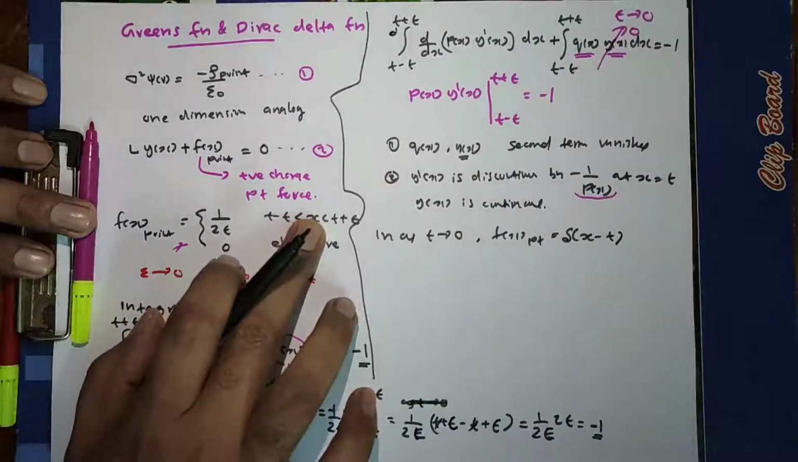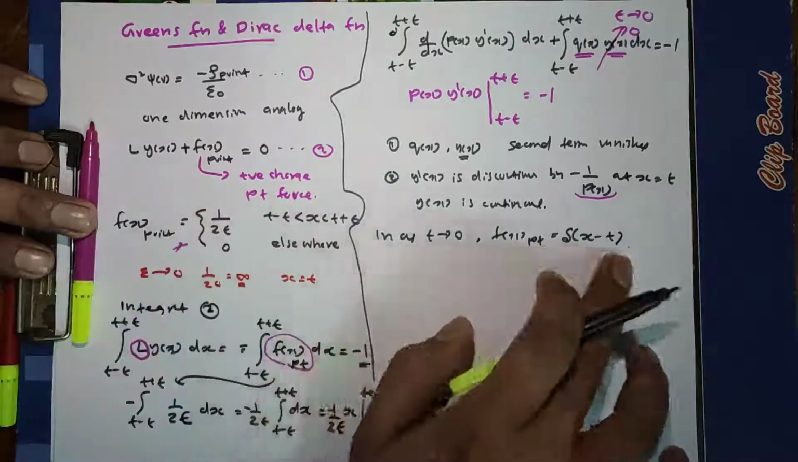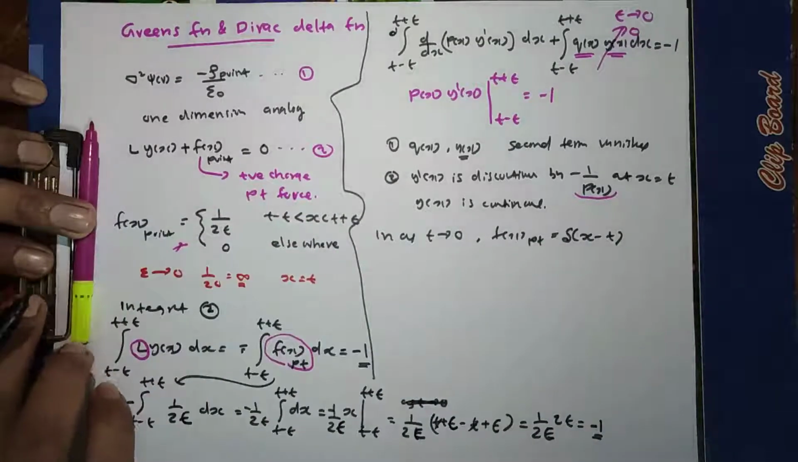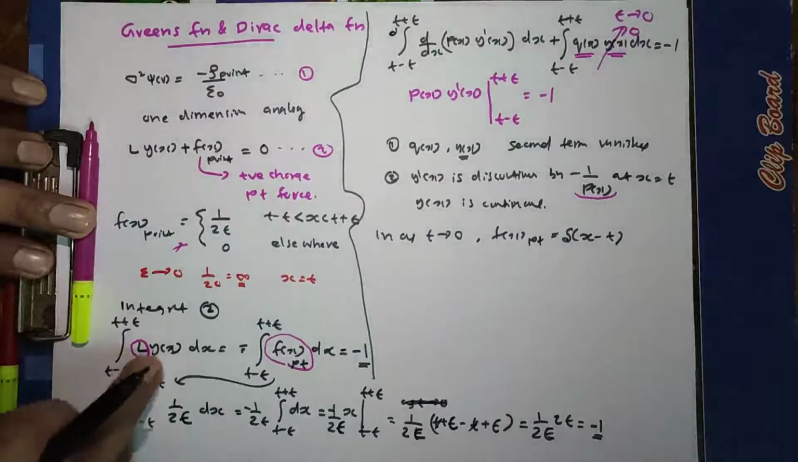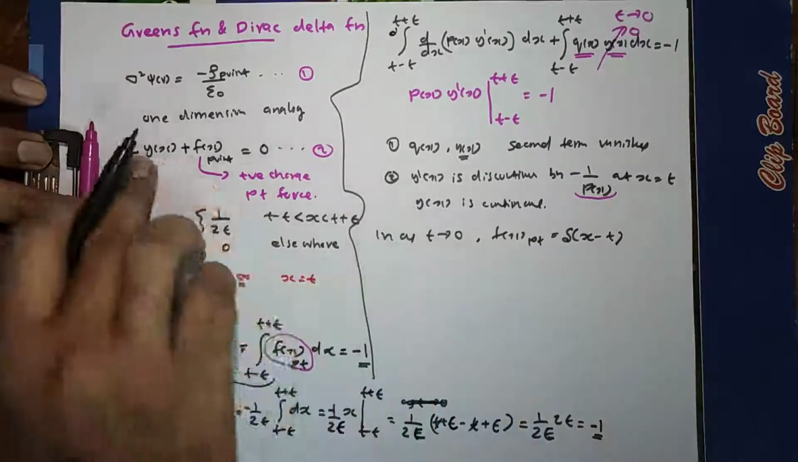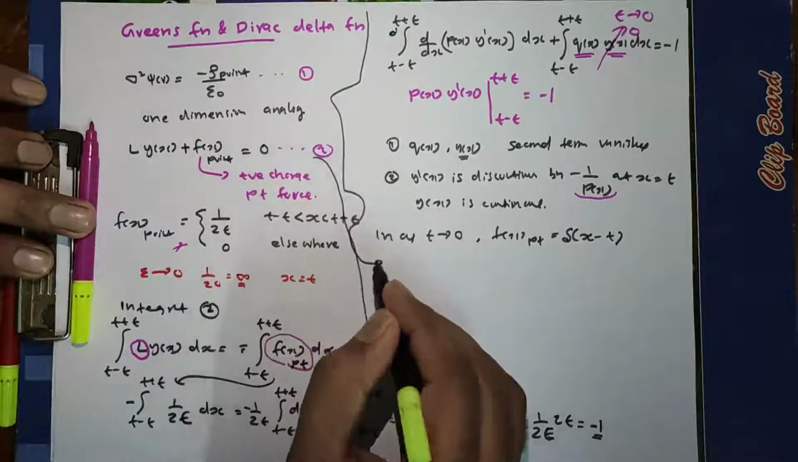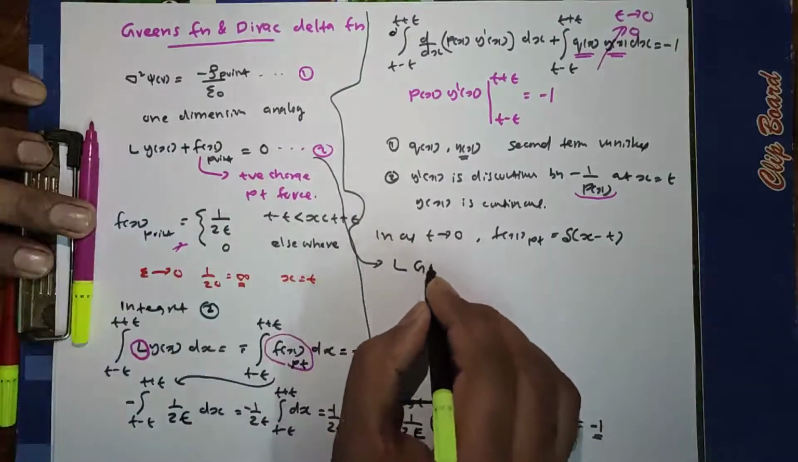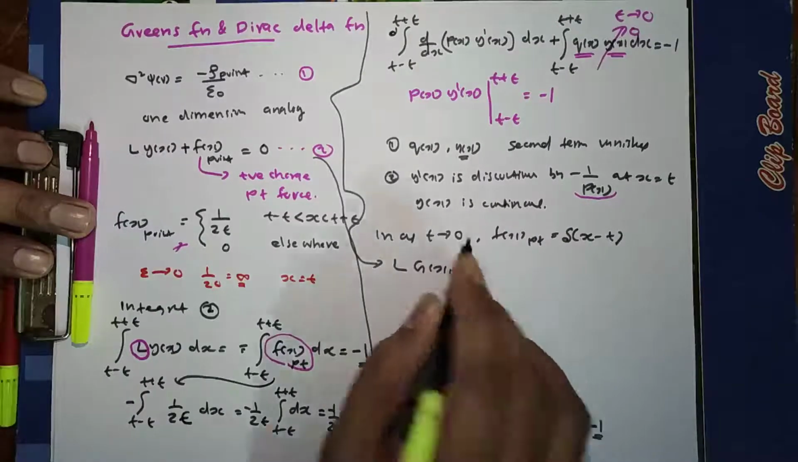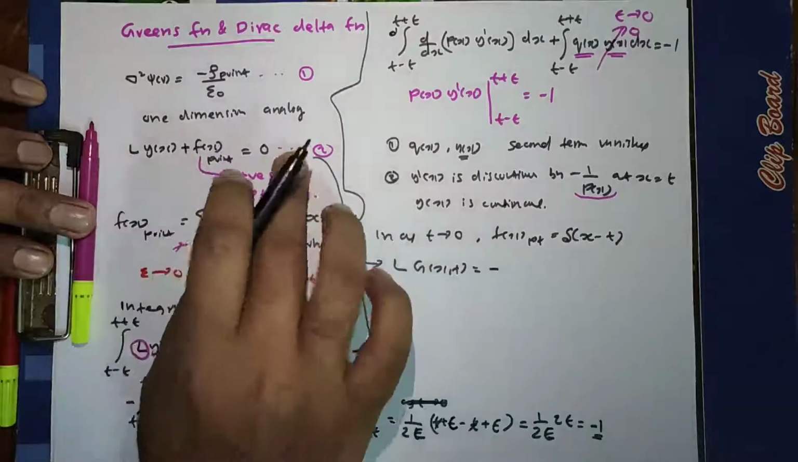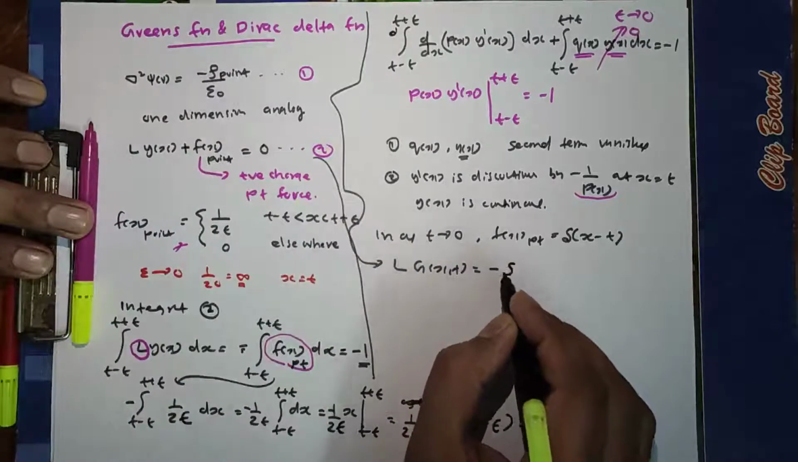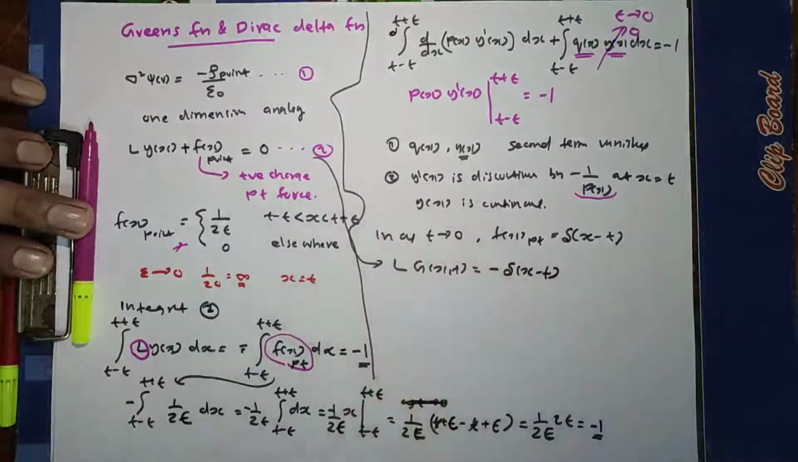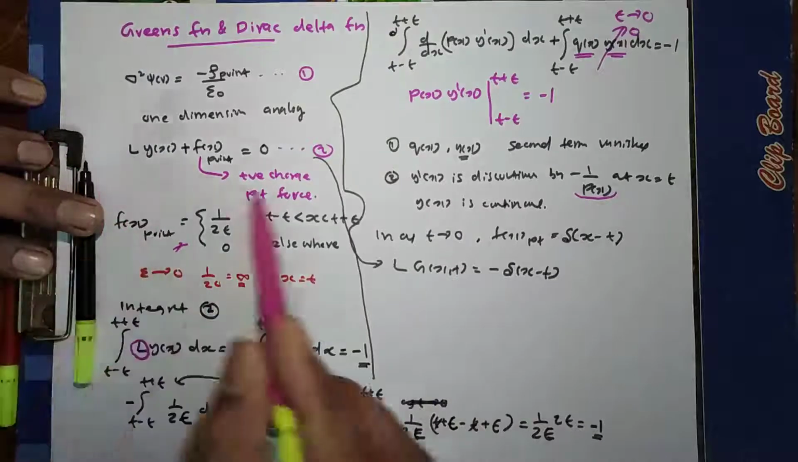At x equal to t the delta function becomes infinity. So delta x minus t. Then our equation will become this second equation. This equation can be written as L y of x, we can write g of xt, is equal to minus f of x, which will be equal to minus delta x minus t. Okay. Now this is the equation that we used for the development of Green's function.